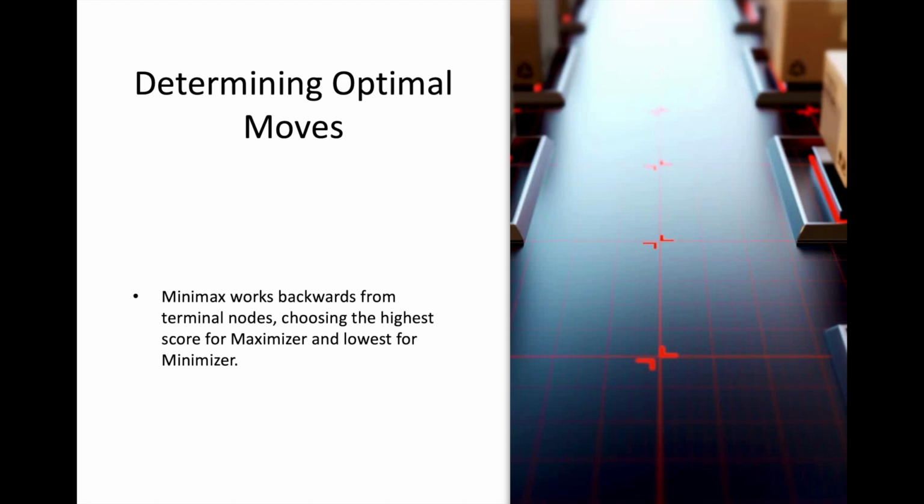Minimax works by analyzing these scores from the bottom of the tree back up to the current state, and we assume both players are playing optimally. When it's the maximizer's turn, they'll choose the move with the highest score. When it's the minimizer's turn, they'll choose the lowest score.